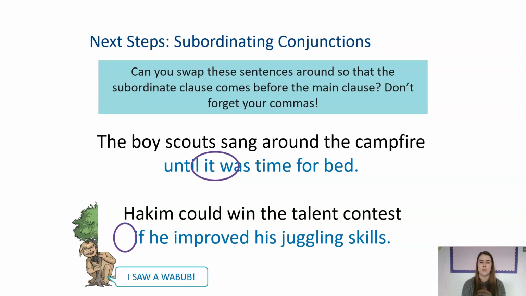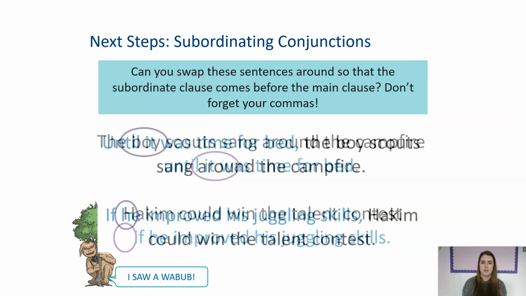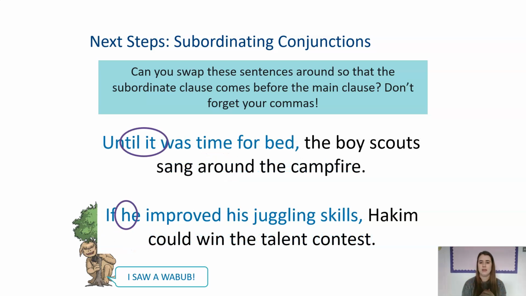Say them out loud to yourself. How would you swap those round? So, the first one there is going to be: until it was time for bed, the Boy Scouts sang around the campfire. And obviously, I've got my comma here at the end of my subordinate clause.